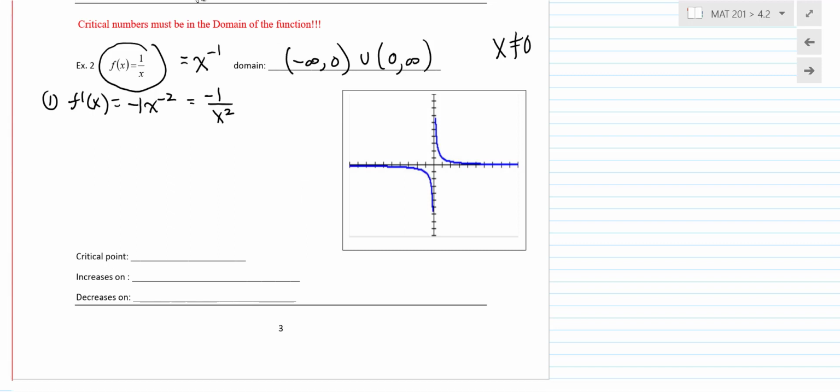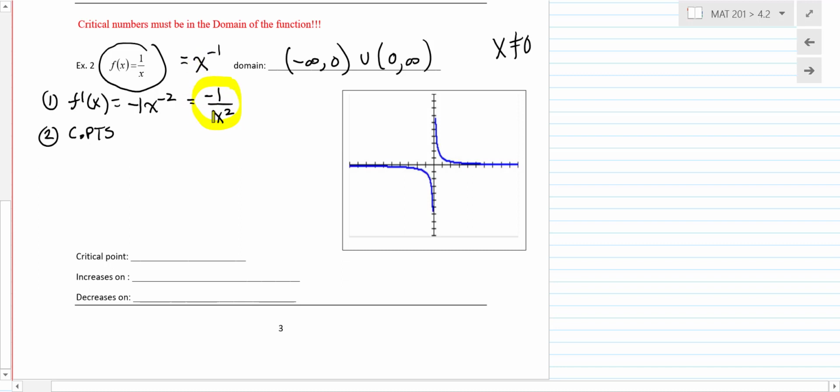All right, next thing we want to do is we want to find the critical points, which I'll abbreviate like that. So what a critical point means is where is the derivative undefined, or where is it 0? Okay, look at the derivative I highlighted.